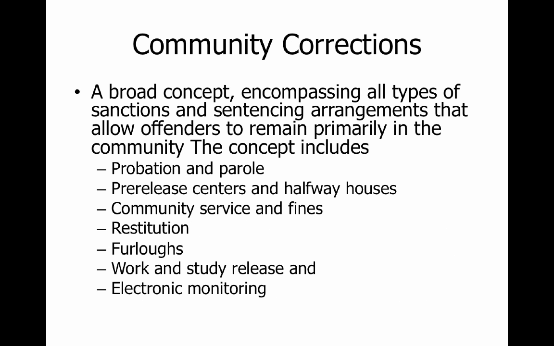Near the end of the chapter, they talk about community corrections as a broad concept. It encompasses all types of sanctions and sentencing arrangements that allow an offender to remain primarily in the community. It could include things like probation, parole, pre-release centers, halfway houses, community service and fines, restitution, furloughs, work and study release, and electronic monitoring.